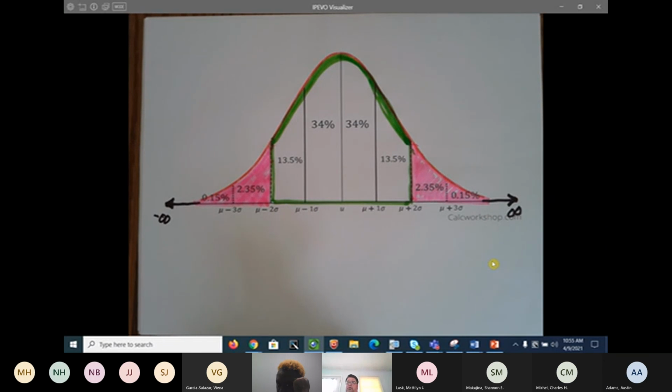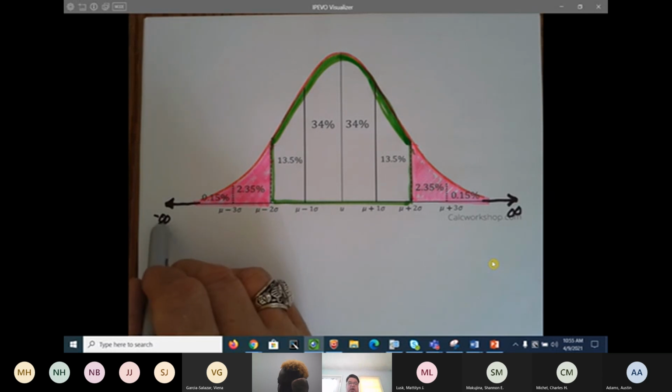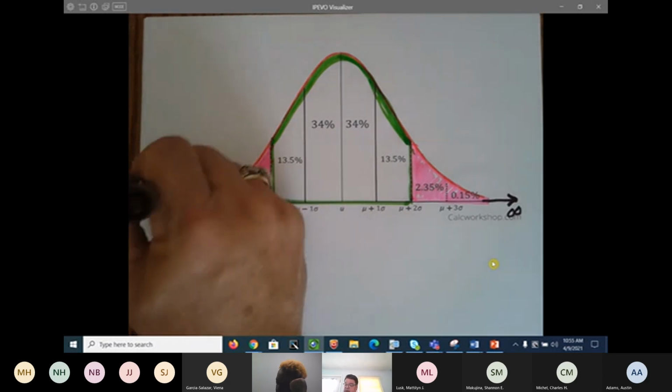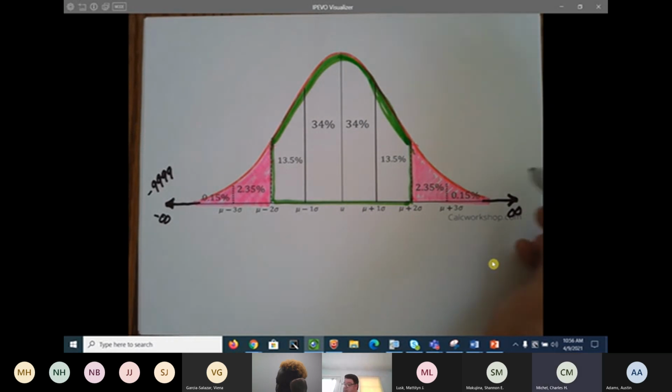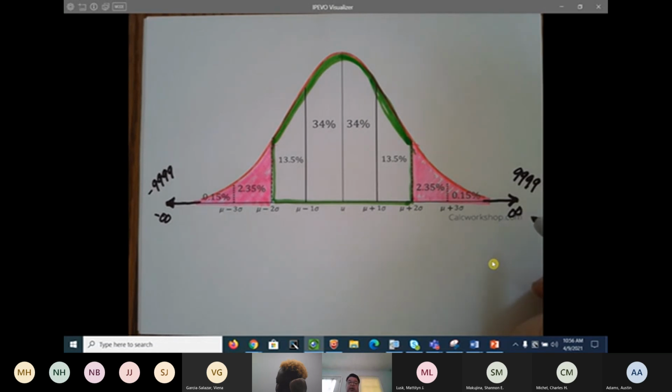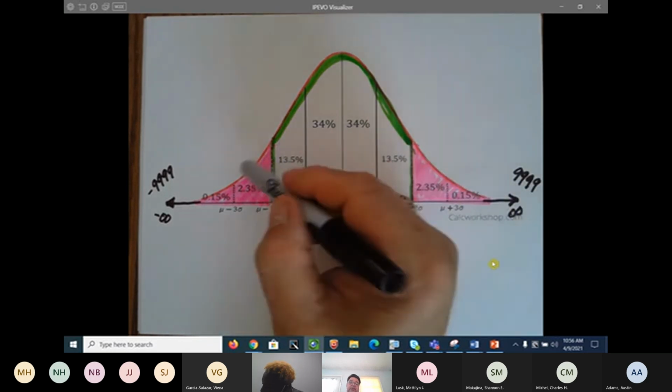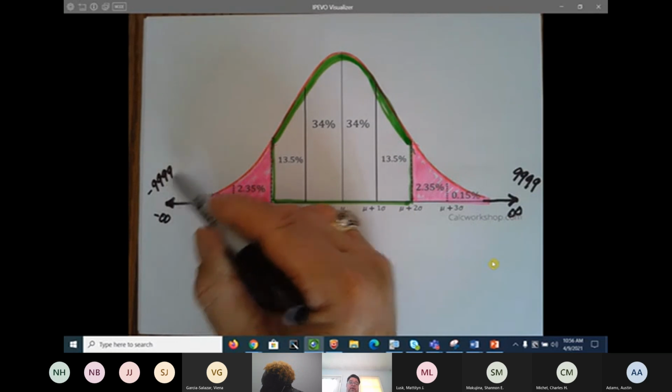So from here on out in chapter 7, this arrowhead is not called negative infinity. It's called negative 9999. And somebody tell me what this arrowhead's called in chapter 7. Positive 9999. In other words, put a big number in your calculator for infinity. And the book and most statisticians will put either 3 or 4 or 5 nines. And that's as far as you need to go.